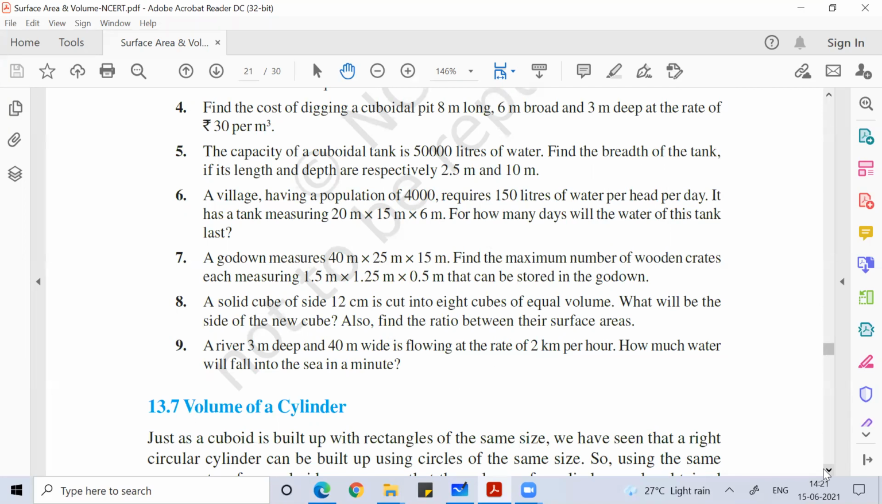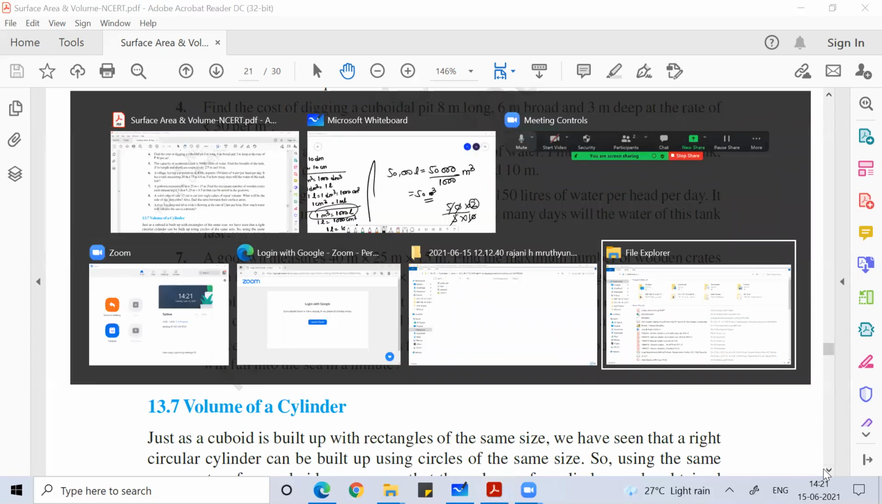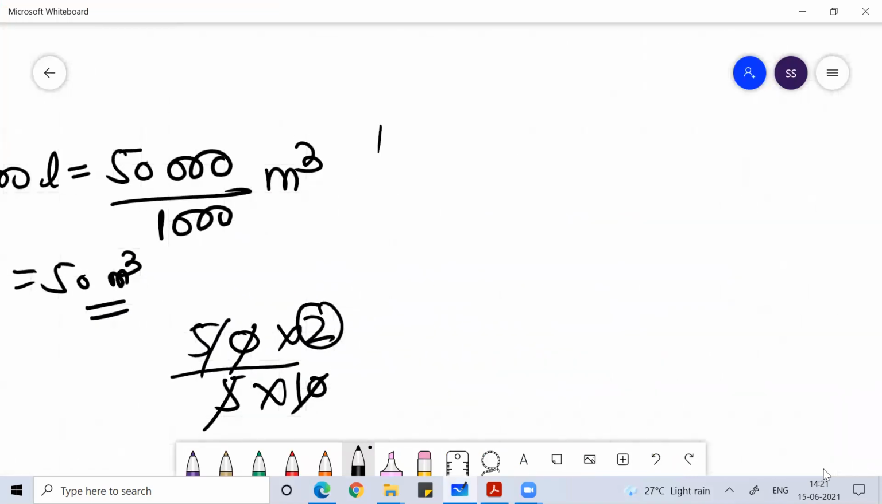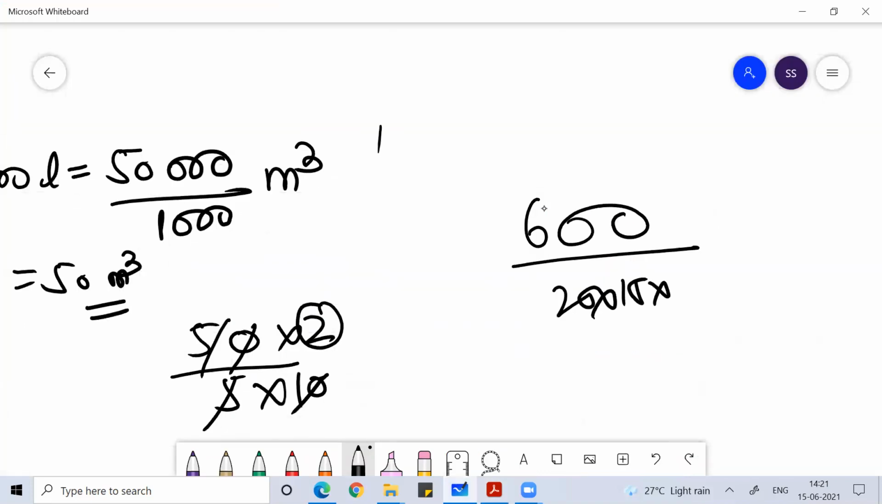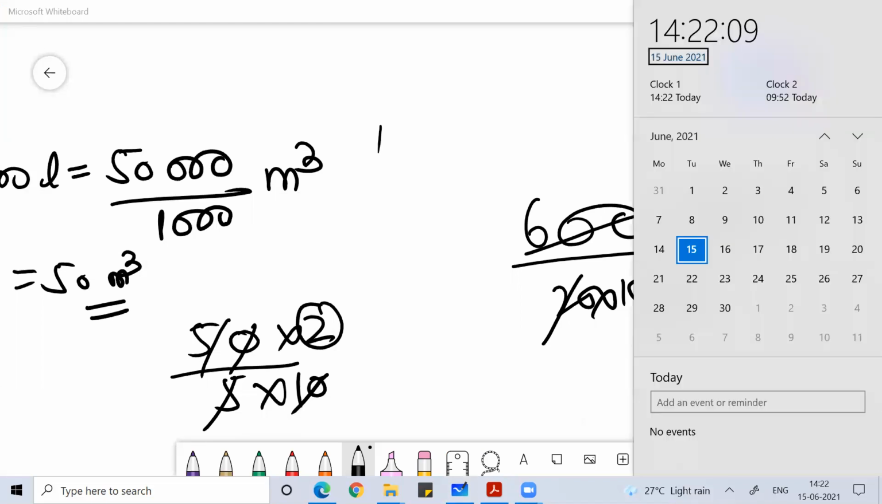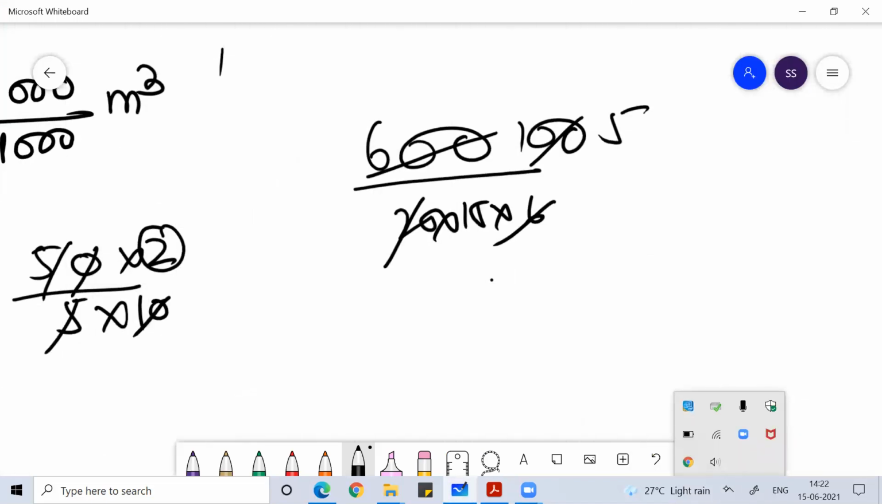So 600 divided by 20 into 15 into 6. How many days will it last? So 600 or 6,000? 150 into 4 is 600, no? Yes. So divide 600. I'm getting a decimal, 5 by 30. So 600, one minute.